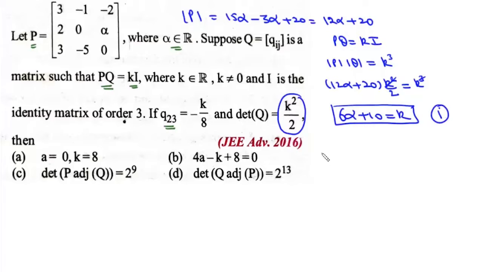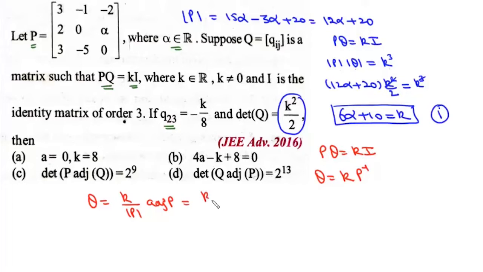Now it is given that PQ equals KI. Since the determinant of P into Q is K cube and K is unequal to 0, the determinant of P is unequal to 0. That means this P is an invertible matrix. From here we can write Q is K into P inverse. And this P inverse is nothing but 1 upon determinant of P into adjoint of P.